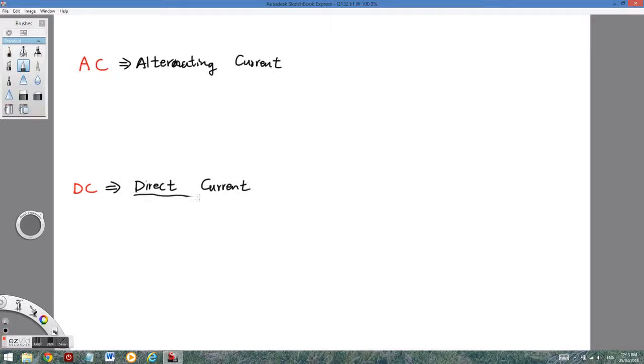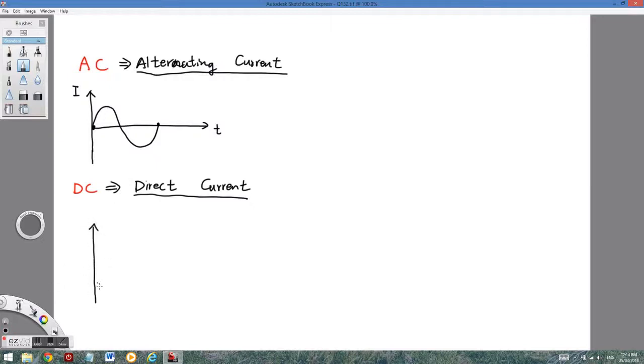For example, a battery will be on DC, and your power socket at home will be on AC, which provides you with AC current. If I sketch a current and time graph, my AC current would look like a sine wave. However, DC will be a more stable power source. It will be just a straight line. The current doesn't change. However, the value of the current of AC changes like a wave, from minimum to maximum.